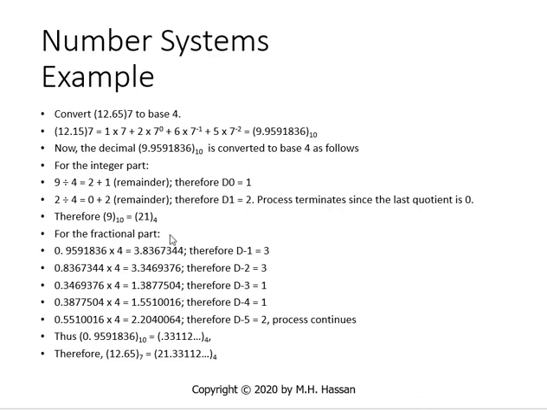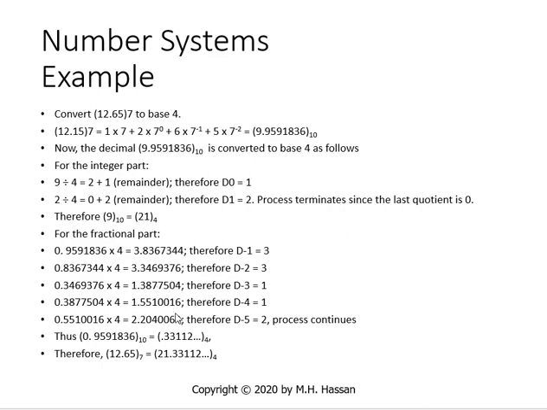Now, for the fractional part, we will take the fraction of the decimal number, which is 0.9591836, and we'll multiply it by the base b2, the number we are looking for. So we multiply it by 4, and we'll end up with 3.8367344. Therefore, d minus 1, the significant bit of the fraction, will be equal to 3, which is the integer. We take the fraction, multiply it again by 4, and we get also 3 for d minus 2. You will get 1. Take the fraction, multiply it by 4, and so on and so forth.